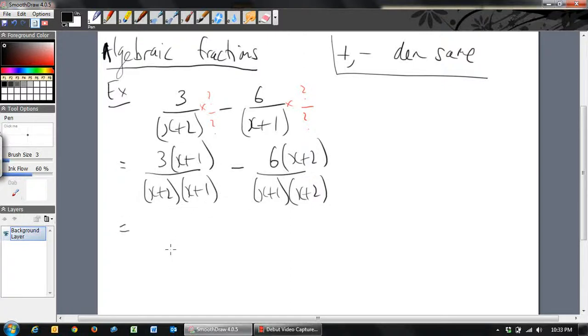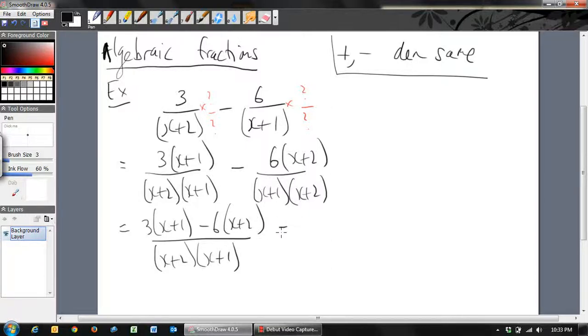Once you're here, you're looking good. Your denominator is going to be x plus 2, x plus 1. Now that your denominator is the same, we can put them all together, and on the top line you get 3 times x plus 1 minus 6 times x plus 2. We put them together, and what do we have? Let's add these all up. Be really careful with this negative here. Remember, this negative applies to both parts of the brackets.